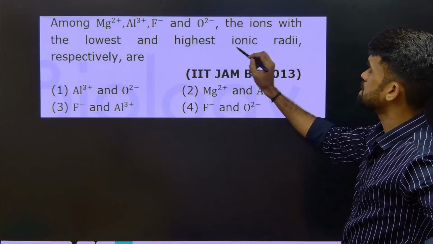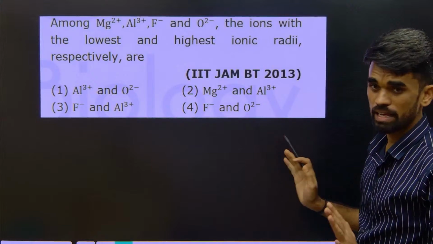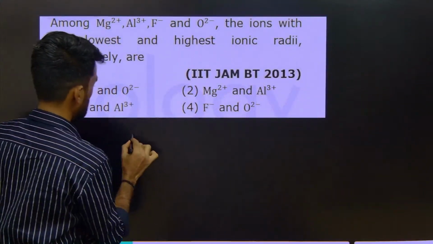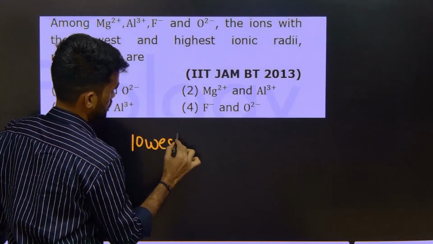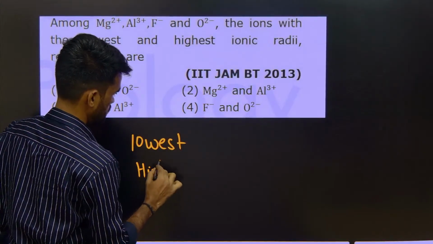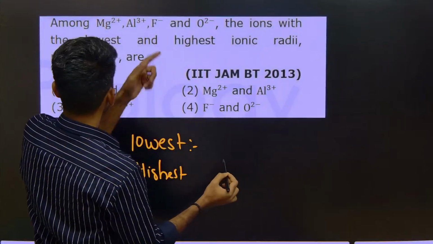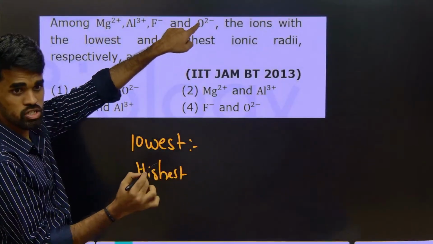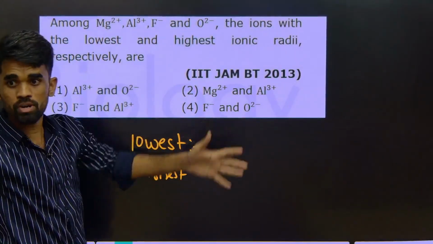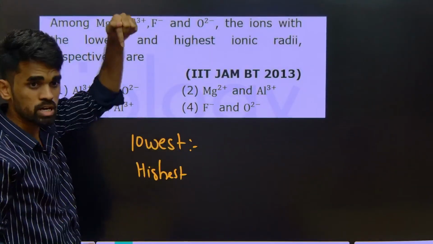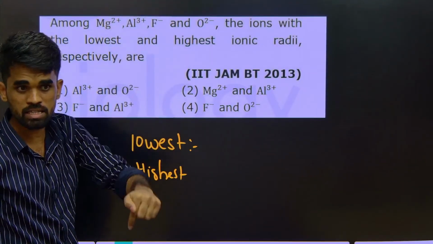Ions with the highest and lowest, lowest and highest. So tell me lowest, lowest and highest. So I told you, more negative charge, more is the electron cloud, more is its size. More positive charge, more nuclear charge, smaller the size.